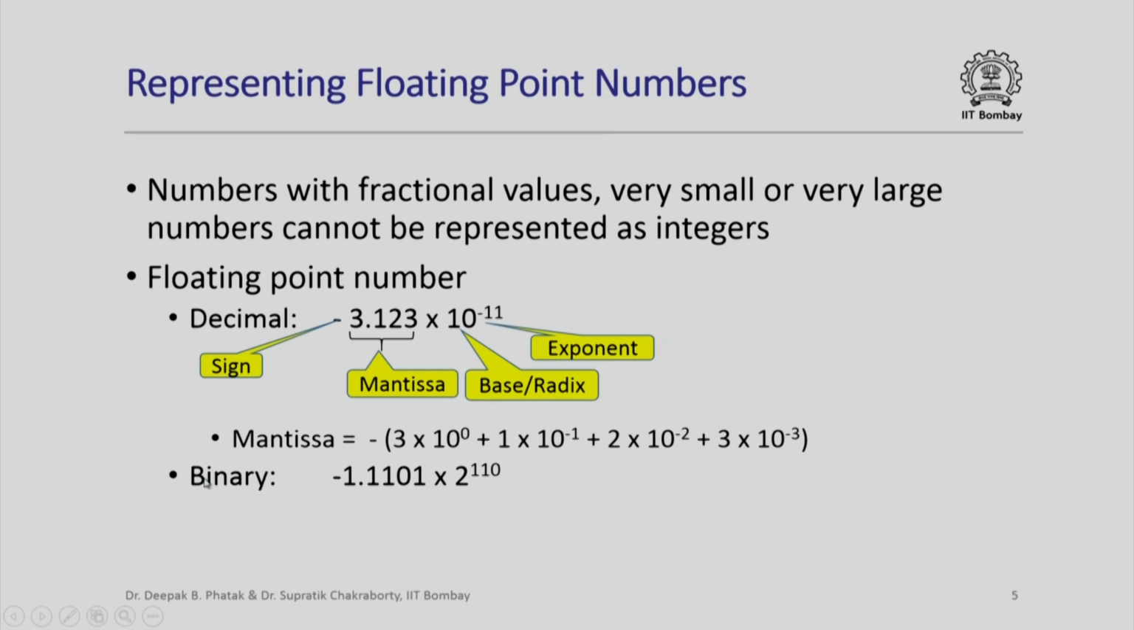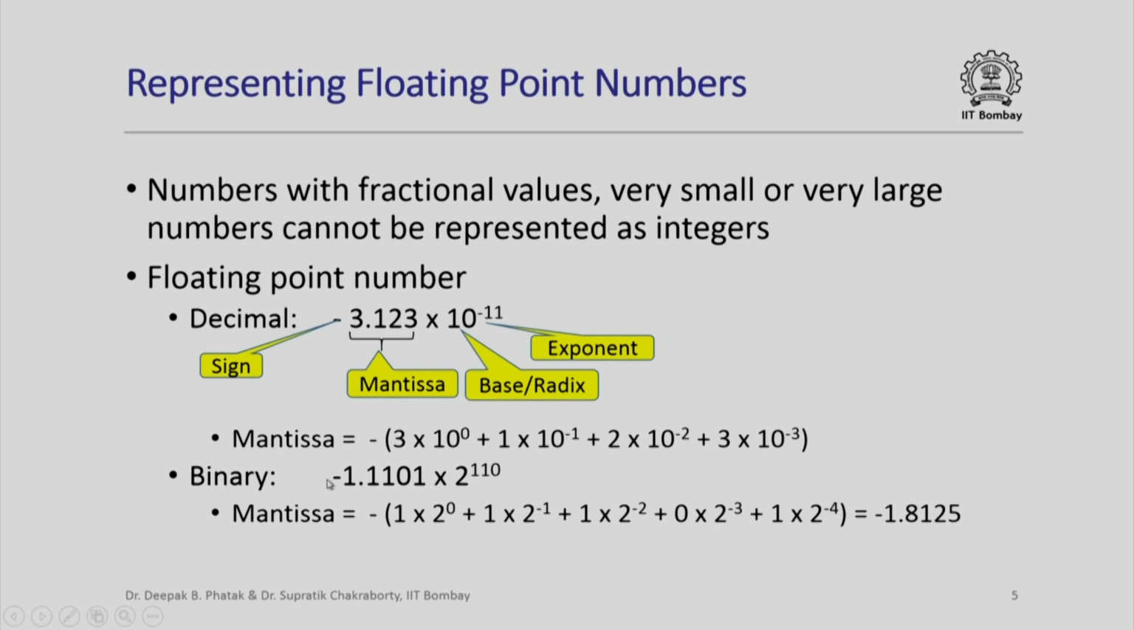Now I could write a similar number in binary where I could have a minus sign. Instead of the mantissa being represented in decimal, I could represent it in binary and I could still have this radix point or floating point. The base would be 2, and the exponent, instead of being a decimal number, I could have a binary number over there. So if I look at this number represented in binary, the mantissa here is, we have of course the minus sign because it is a negative number.